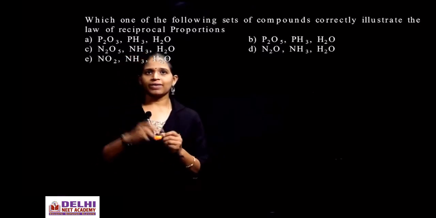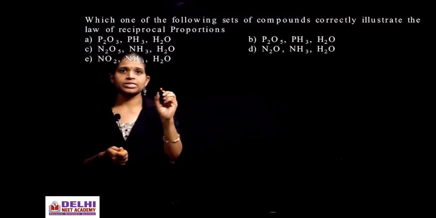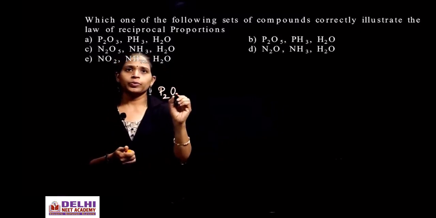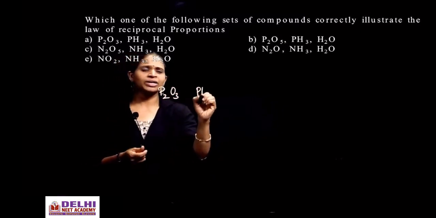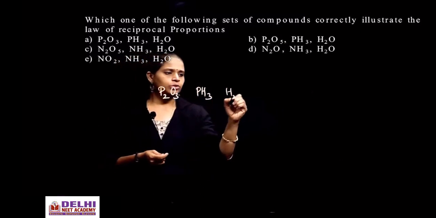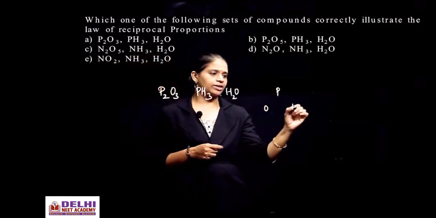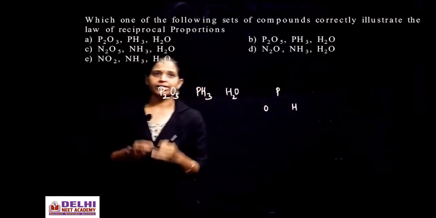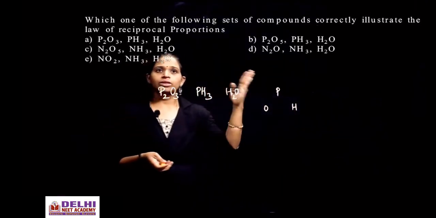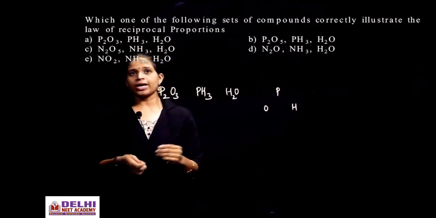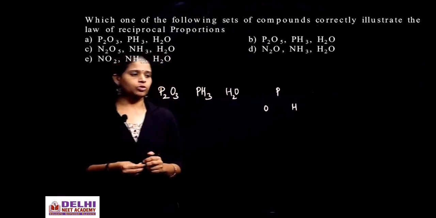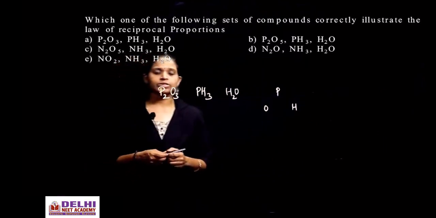Say, for example, the first option is P2O3, PH3 and H2O. So here the elements are phosphorus, oxygen and hydrogen. So obviously I have only three elements present. If I go with the other options also, I have only three elements present. So for either of these, I have to prove it. So how will I prove it?